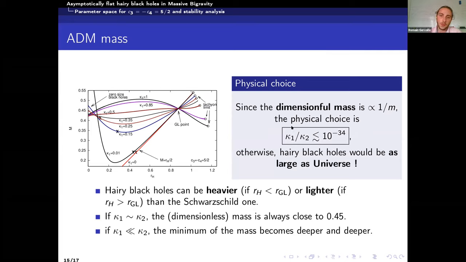Because if we do not choose the hierarchy between the two couplings, the dimensionless mass is always close to this value, 0.45. And then we multiply it by 1 over m, which is of the order of the Hubble radius. So we get black holes as large as the universe, which is totally ridiculous.